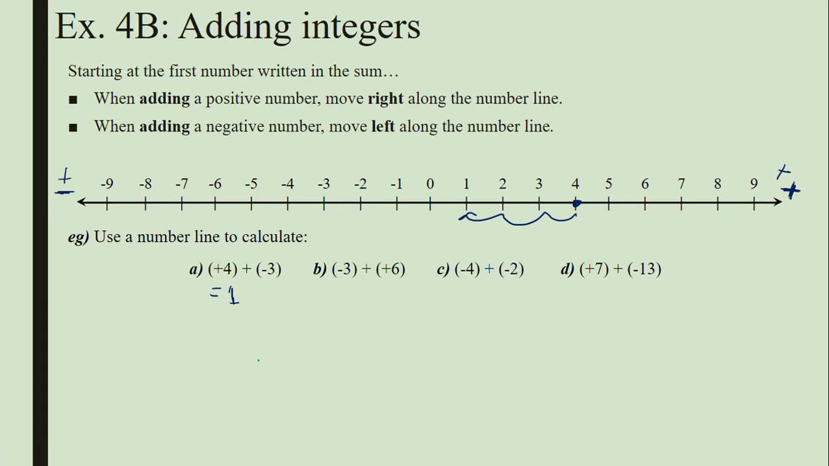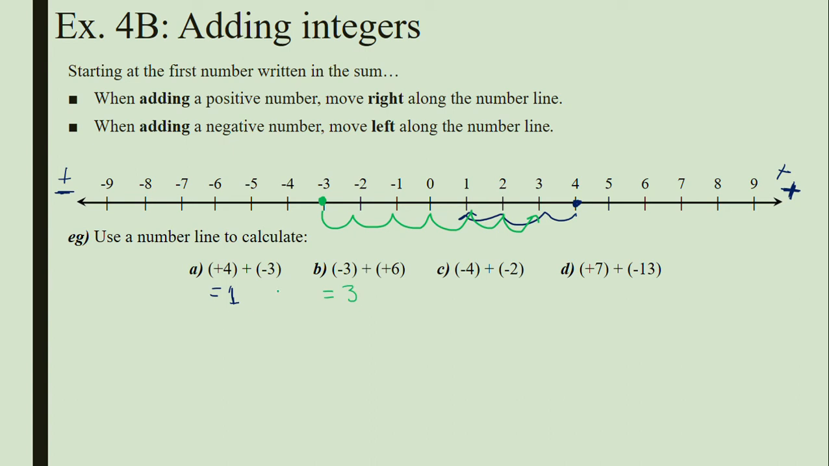Okay. The second question, part B. So, where's my mouse gone? Gotcha. Alright, so we're going to start at negative 3 because that's the first number listed, and then we're going to add positive 6. When we add a positive, we go right along the number line. So, starting at negative 3, we go 1, 2, 3, 4, 5, 6. And that gives us positive 3 as our answer.